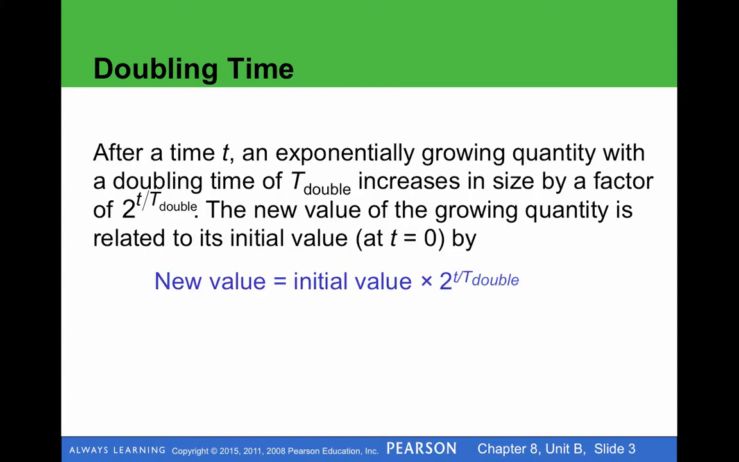So doubling time: after a time t, an exponentially growing quantity with a doubling time of t double increases in size by a factor of 2 to the t over t double. The new value of the growing quantity is related to its initial value at t equals 0 by: the new value equals the initial value times 2 to the t divided by t double.